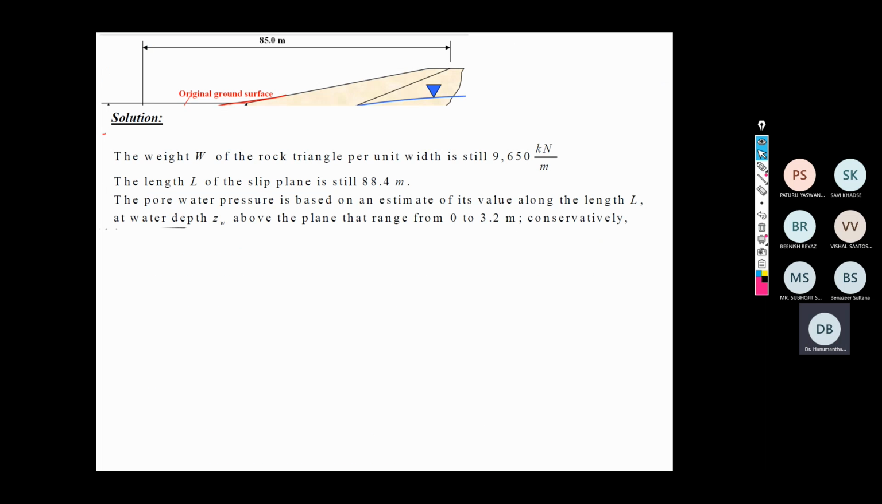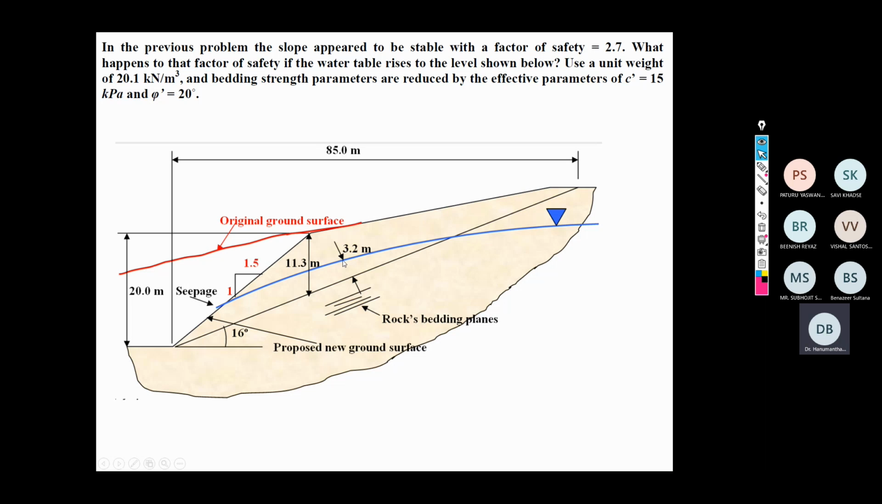The weight W remains the same, and the length of the slip plane is 88.4 meter. But what additional parameter comes into the picture? That is the pore water pressure, based on an estimate of its value along the length. It is given that the water level can rise from the bedding plane up to 3.2 meter conservatively. This is also mentioned here. If I put my piezometer or manometer at this point, the water level rise is approximately 3.2 meter.